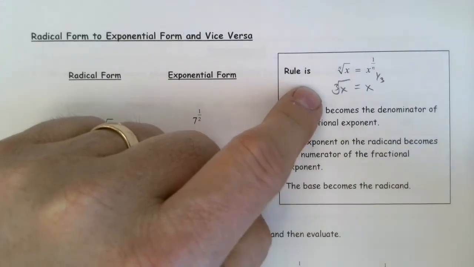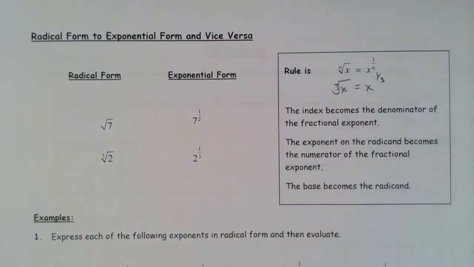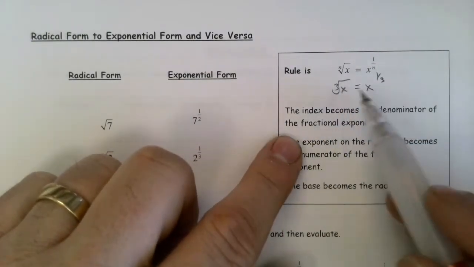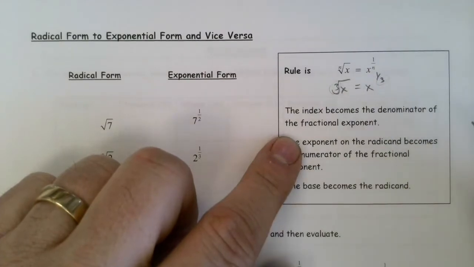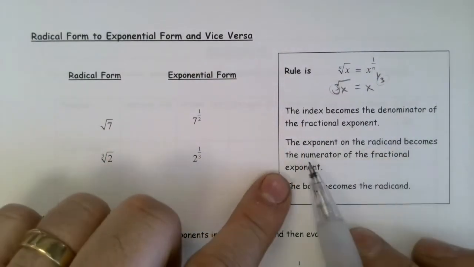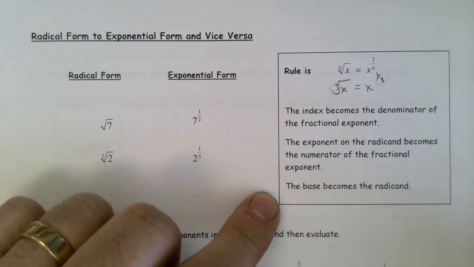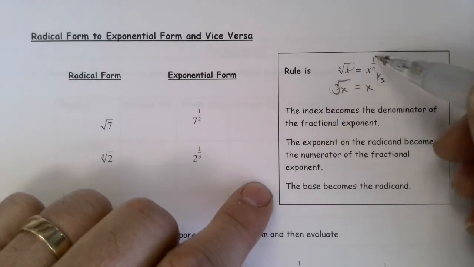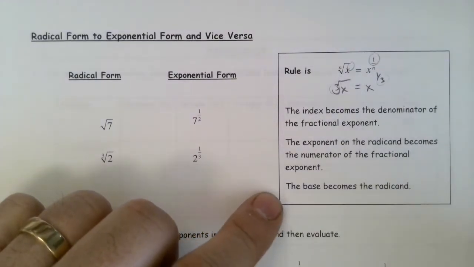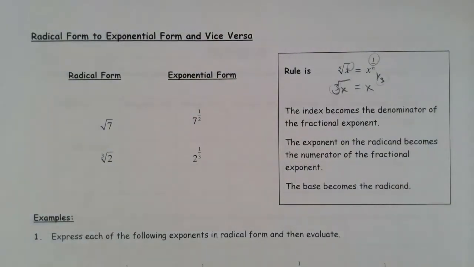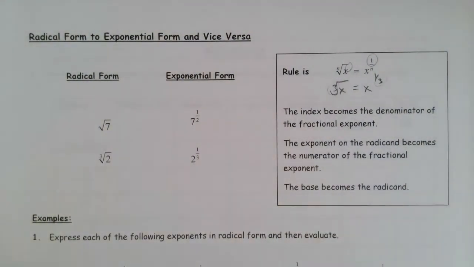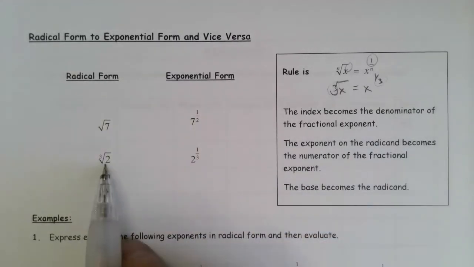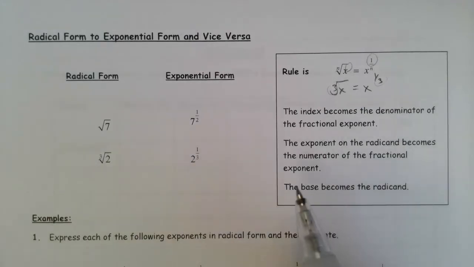Now I'm going to explain why that works, although I'm not going to spend a lot of time on that. But just note that the index becomes the denominator of the fractional exponent. So the root index becomes the denominator. Okay? The exponent on the radicand becomes the numerator of the fractional exponent. So, okay, again, because this is to the 1, that's why that's to the 1 up there. And the base is the radicand. So, for example, the square root of 7 is 7 to the 1/2. The cube root of 2 is like 2 to the 1/3.